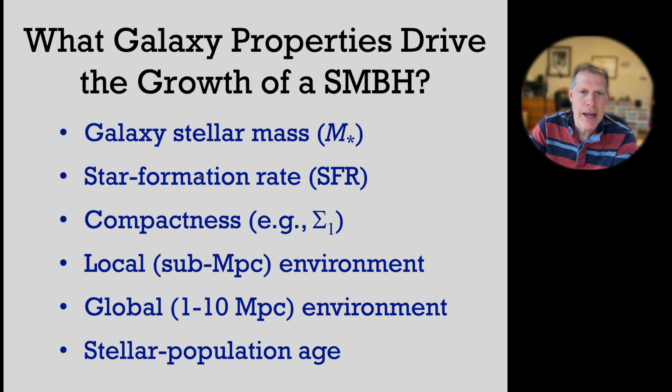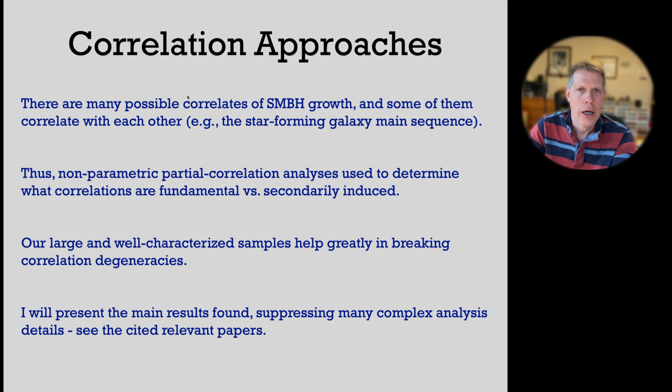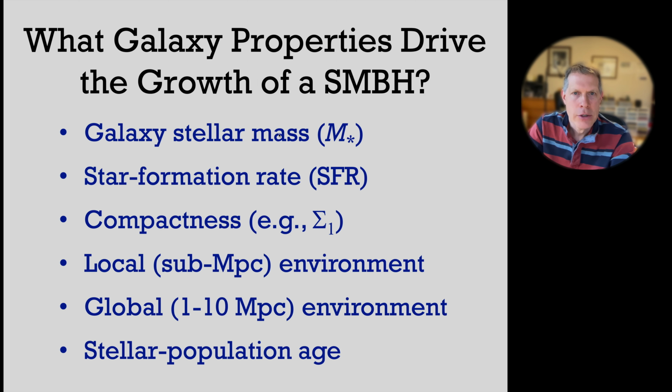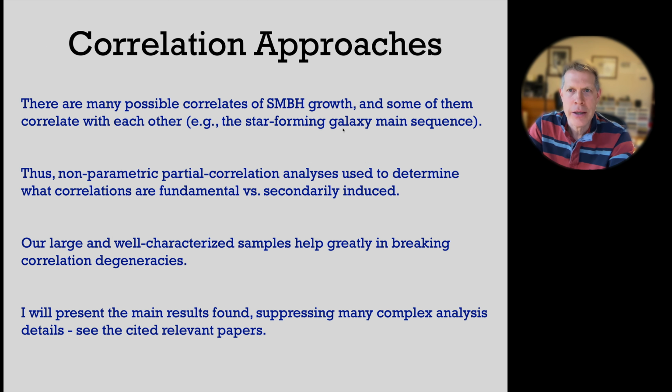As you see, there are many possible correlates of galaxy properties with supermassive black hole growth, and moreover, some possible correlates, in fact, correlate with each other. For example, it has long been known that for star-forming galaxies, the total star formation rate correlates with the stellar mass of a galaxy. That's known as the star-forming galaxy main sequence. And so one has to be able to break intercorrelate degeneracies.